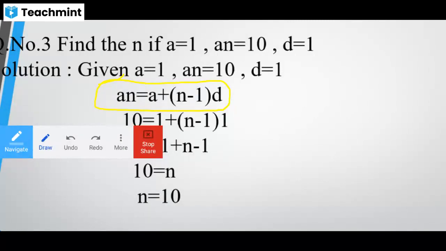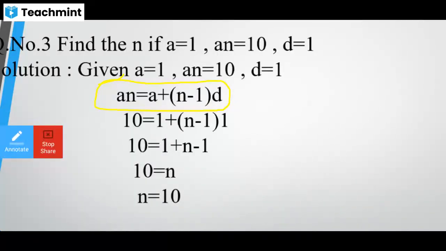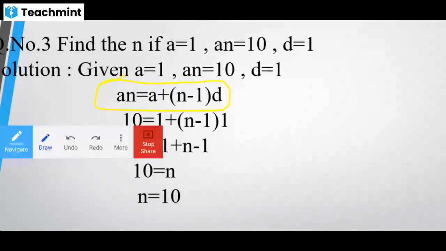In this case we have to find out the value of n. a_n he mentioned as 10, write down 10. a is 1. We don't know the value of n. d he mentioned as 1. So 10 is equal to 1 plus (n minus 1) into 1. Simplify. Okay, so write it. 10 equals 1 plus n minus 1.